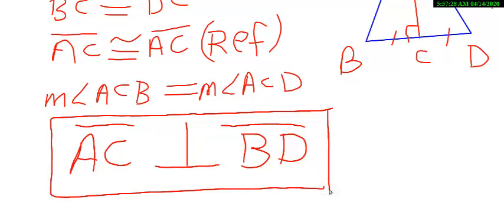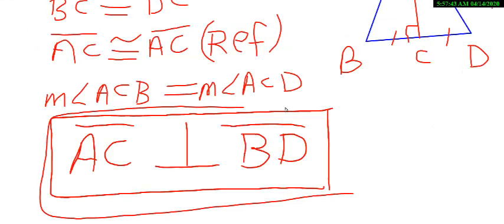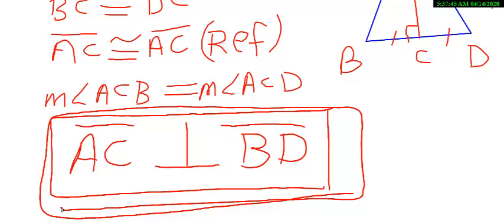So please, in question number 13, you need to change the form AC congruent to BD. This is wrong. You have to change the sign of congruency to the perpendicular sign, and this will give you the correct answer for question number 13. Moving to the next question.